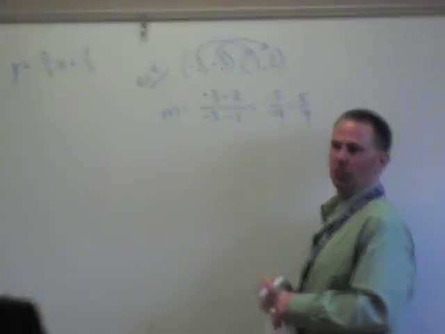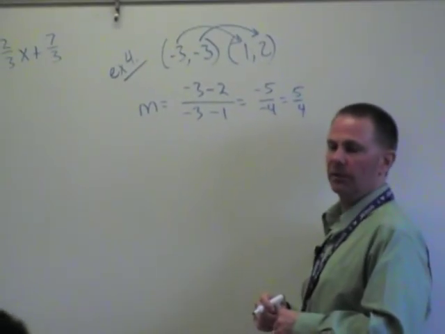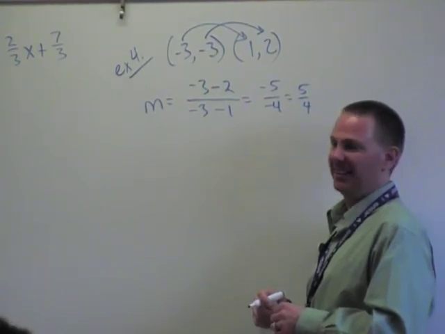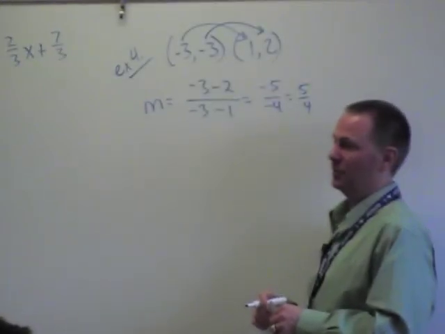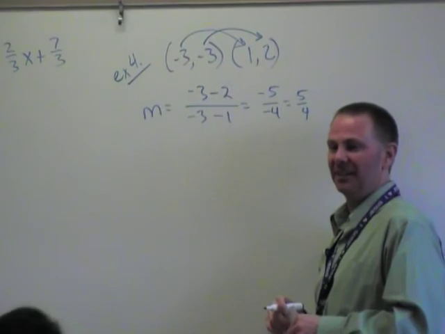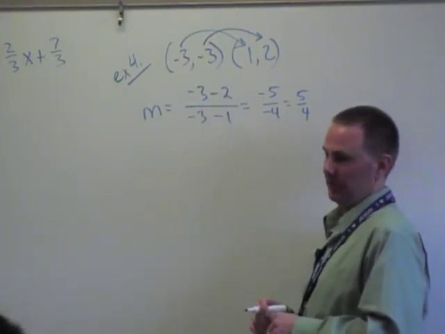You got 5/4 for your slope. Oh. Negative over negative is positive. Oh. Okay. Just make sure you get the slope right, or you miss the rest of the problem. So it's never negative. No. But it's positive. Yes.